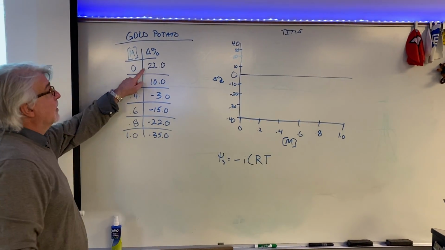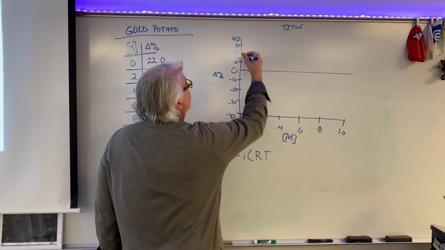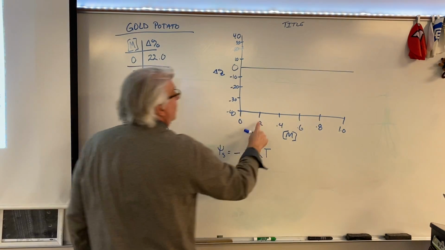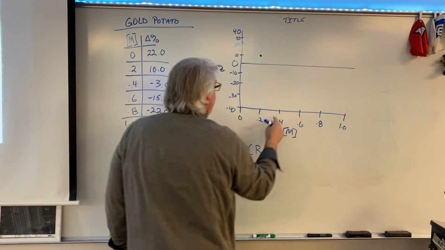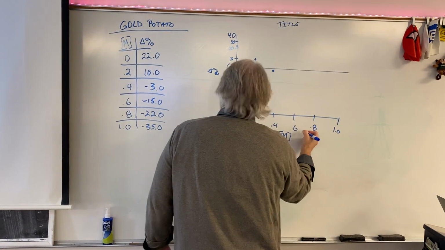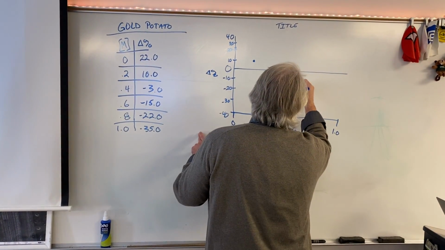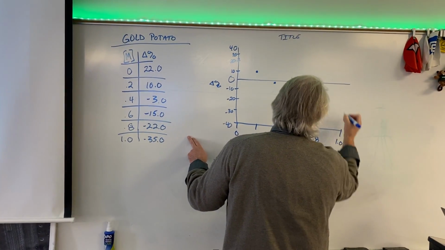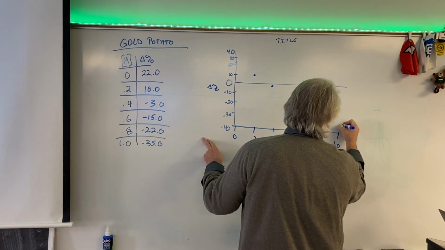You're going to take 0, 22, plot that. 0, 22 is about here. 0.2, 10, about there. 0.4, -3. Ballpark it there. 0.6, -15, right around there. 0.8, -22, about there, and 1.0, -35.